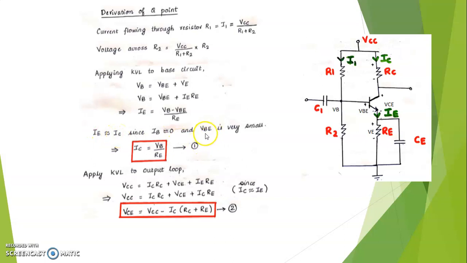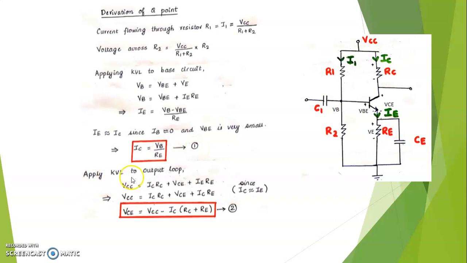Also, the term VBE is very small, so we can cancel out this term. So IE we can write as IC, and we can write the RHS as VB divided by RE. So that is the first equation.